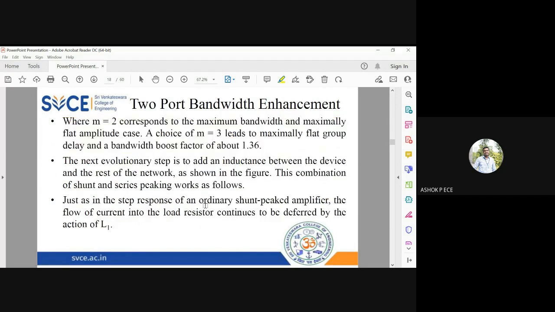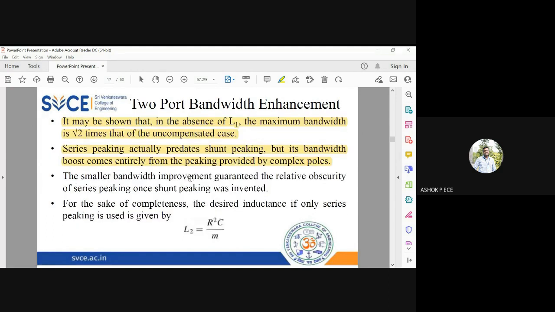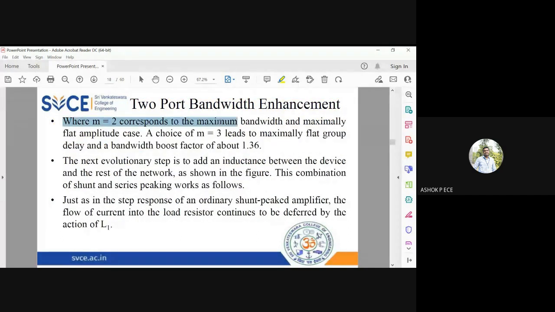So for that, what maximum value of m can I get? Here m corresponds to the maximum value and maximally flat amplitude. Different values of m they have found. When m was equal to 2, they say that the device had maximum bandwidth and the amplitude was maximally flat. The peaking was not there. When m is equal to 3, the bandwidth was increasing by 1.36.